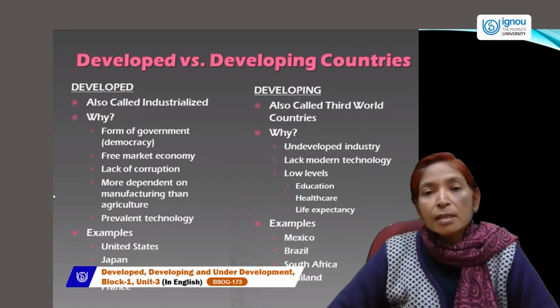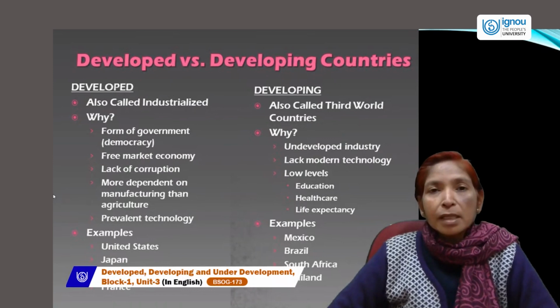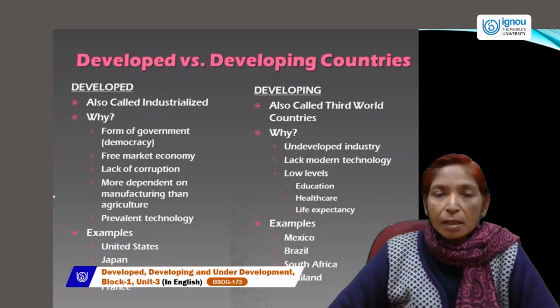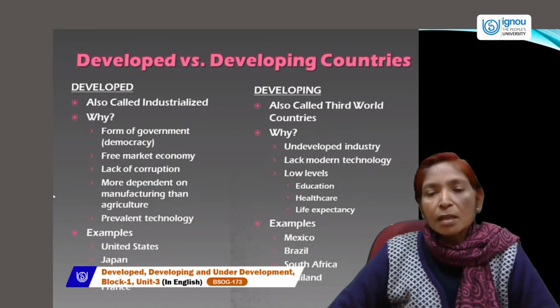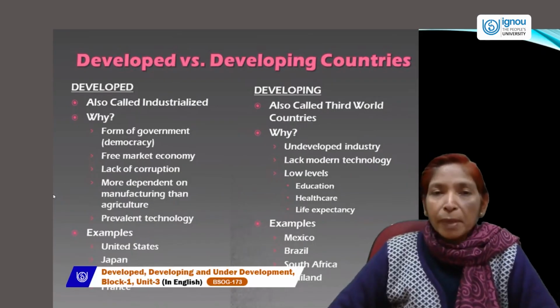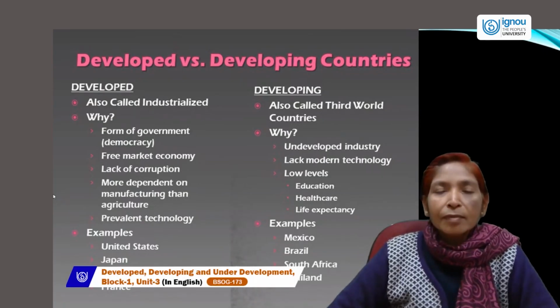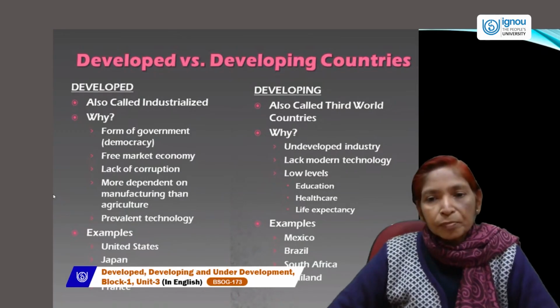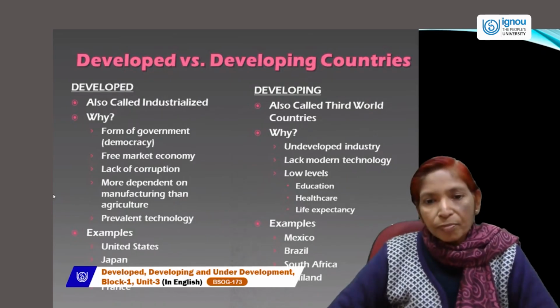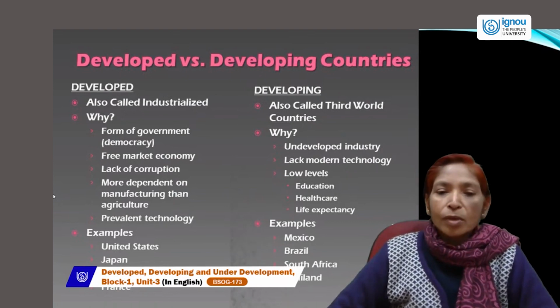And these developing countries are called third world countries. Like the China economy is developing, the Indian economy is developing, and the neighboring countries of India are also called developing, and some countries are called underdeveloped. Why? Because in developing countries the industrial sector is less developed or underdeveloped. Here is a lack of modern technologies, and here is a low level of education.